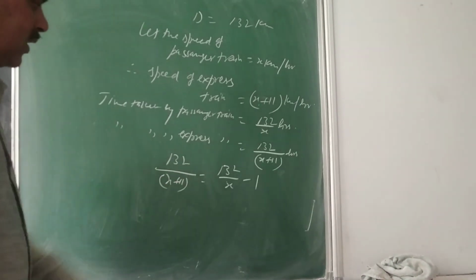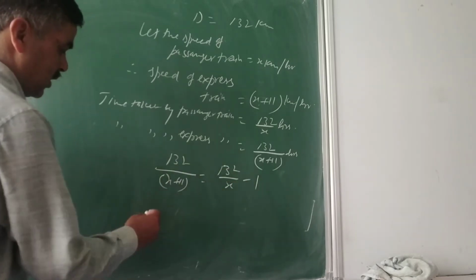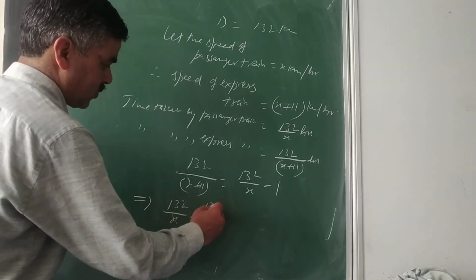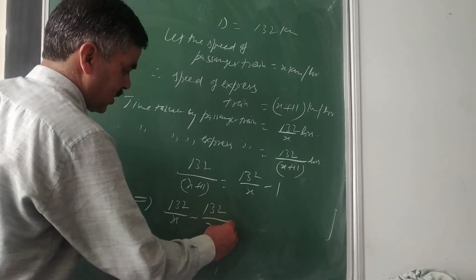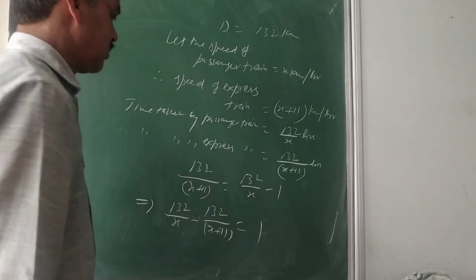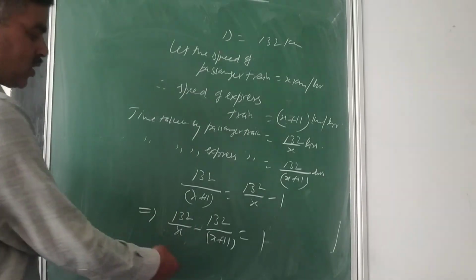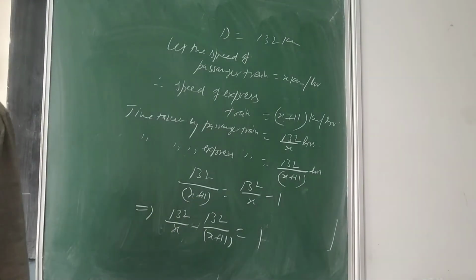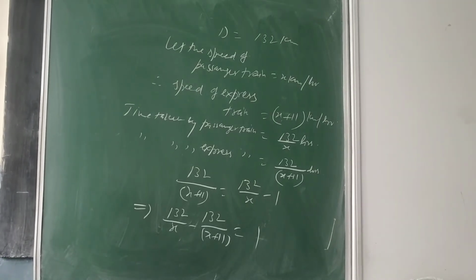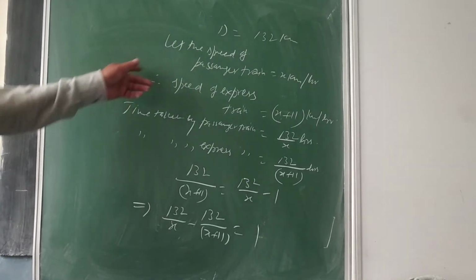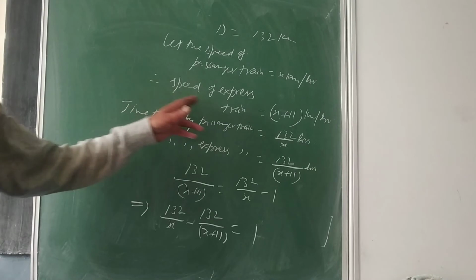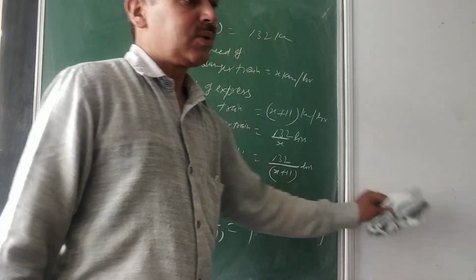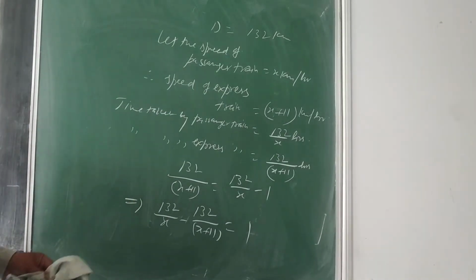So from here again, if you shift to this side, then again I can write 132 upon x minus 132 upon x plus 11 is equal to 1. So again you can solve this equation by taking the LCM as I did in the previous part to get the value of x, and that will be the speed of your passenger train which you need to determine, and put that in to get the speed of the express train. I hope the same procedure you need to follow as we did in the previous question.